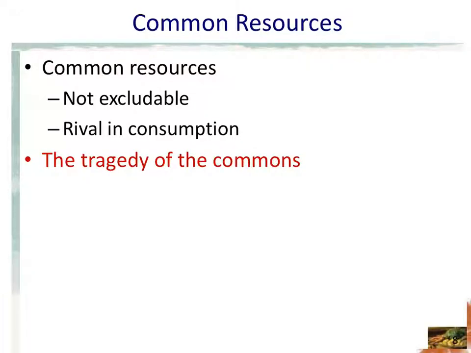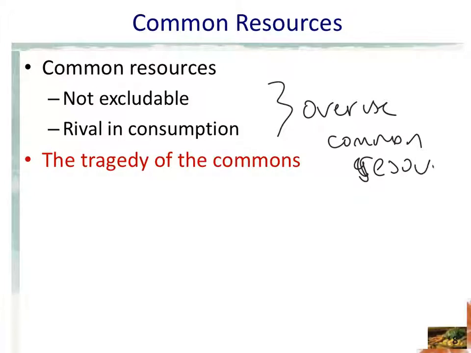And finally, we will talk about common resources. Common resources are not excludable and rival in consumption. So here, we don't need the government to provide the common resource. Common resources are there, but we have one problem: overuse of common resources. So we need government to control the overconsumption. And we can explain this concept by explaining the tragedy of the commons.